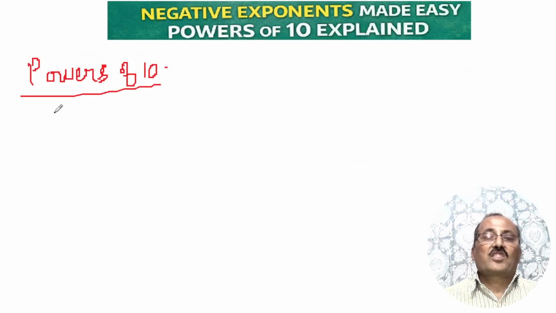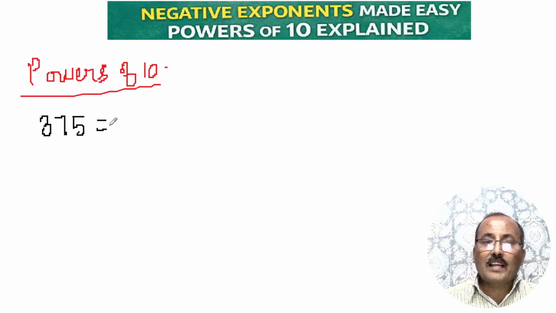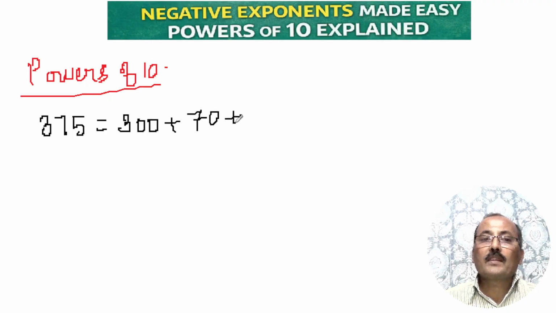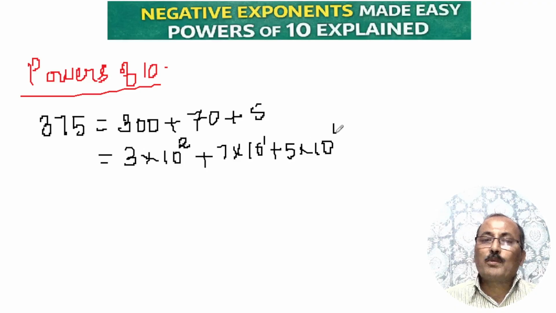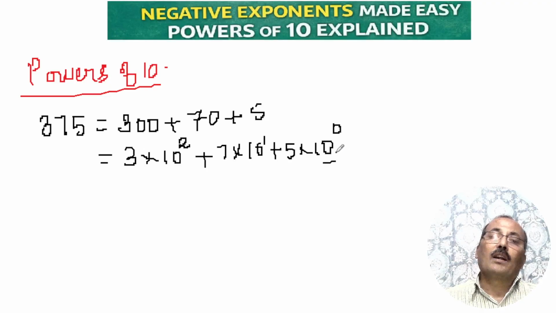Okay, let me go to the next concept, powers of 10. What is powers of 10? Suppose you take the number 375. You can write this as 300 plus 70 plus 5. This you can write again as 3 into 10 power 2, which is 100, plus 7 into 10 power 1 plus 5 into 10 power 0. We can write that because 10 power 0 becomes 1, so it becomes 5 into 1. So we wrote it in this form.